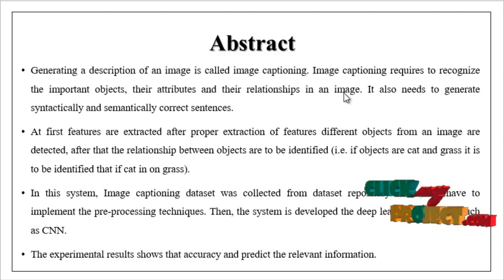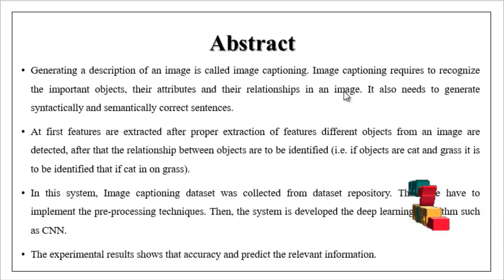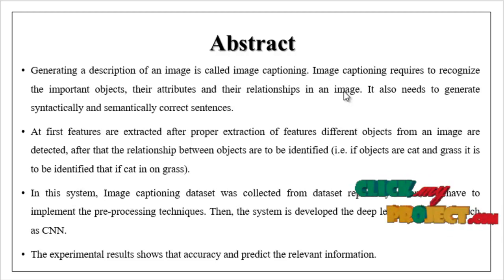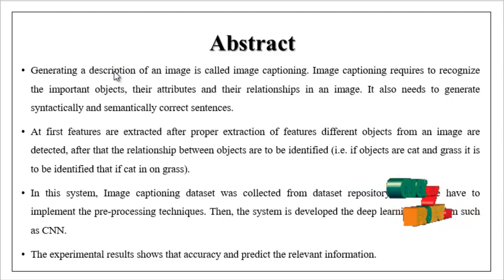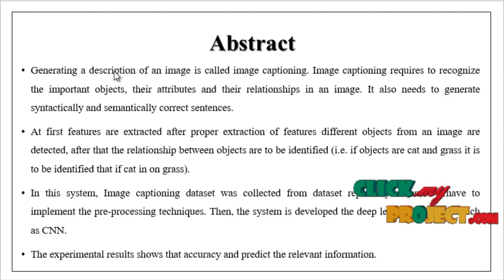The main objective of our project is to generate a description of an input image by using different classification algorithms such as a deep learning convolutional neural network. Generating a description of an image is called image captioning. Image captioning requires recognizing the important objects, their attributes, and their relationships in an image. It also needs to generate syntactically and semantically correct sentences.